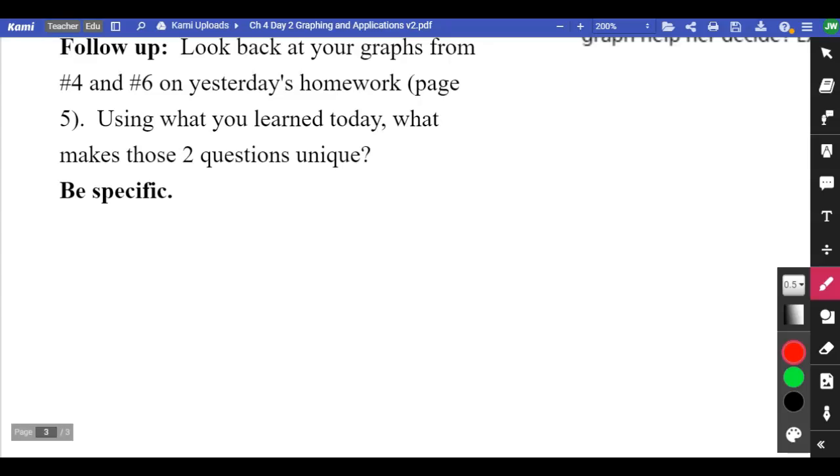So it says be specific. So I want you to write a couple sentences here about number 4, what's unique about number 4, and what's unique about number 6. And that is it for today, just those 3 questions.